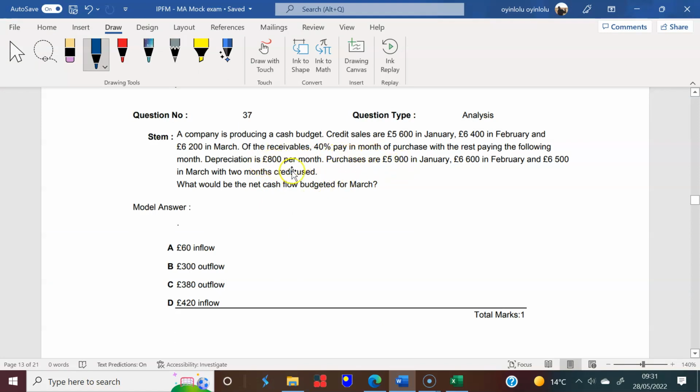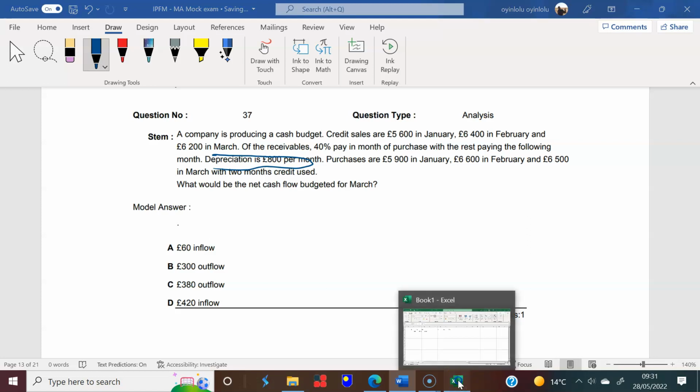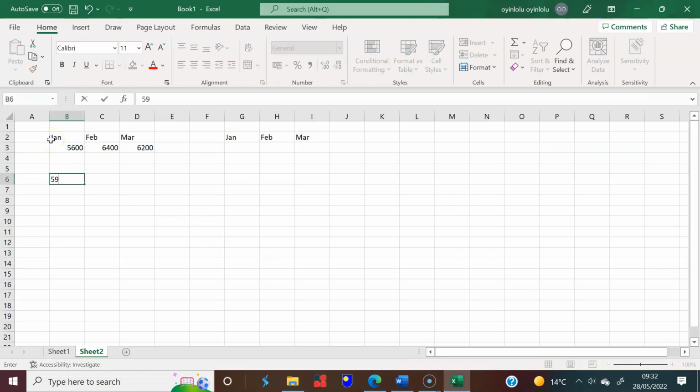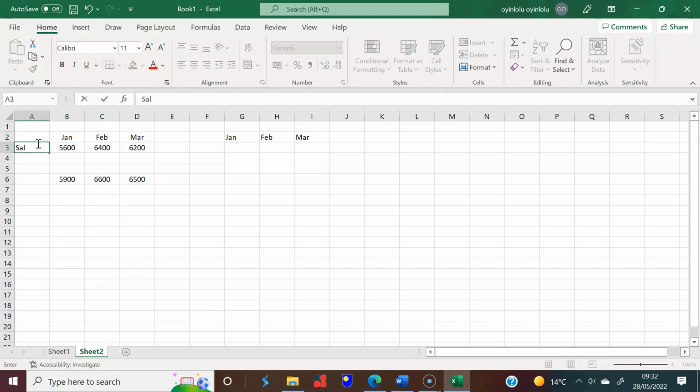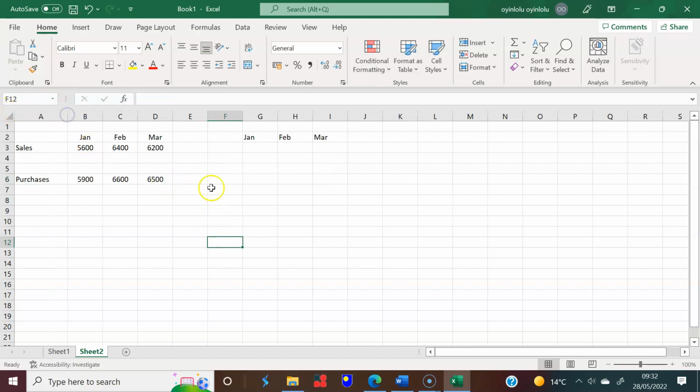Then let's look at purchases. First of all, depreciation is not a cash flow, so this is totally irrelevant. Now we have purchases here: 5,900, 6,600, and 6,500. That's what we have. Let's tidy that up a little. These are actual credit sales, and these are purchases. The inflow is going to happen. What's the plan for the inflows here? That's the issue.